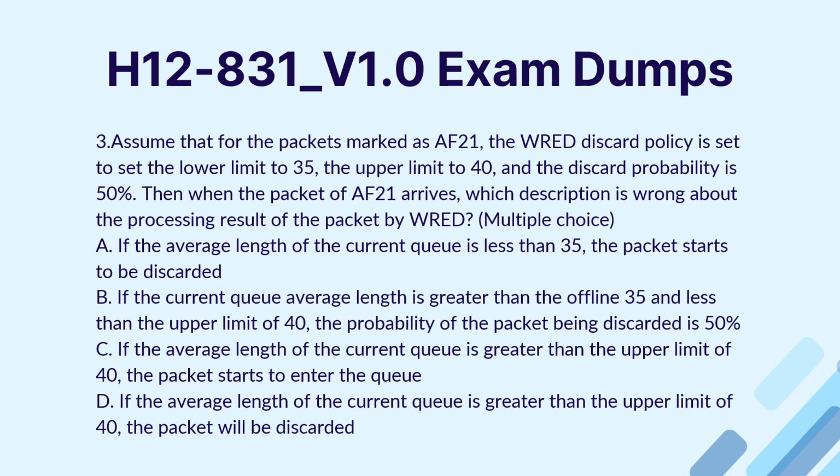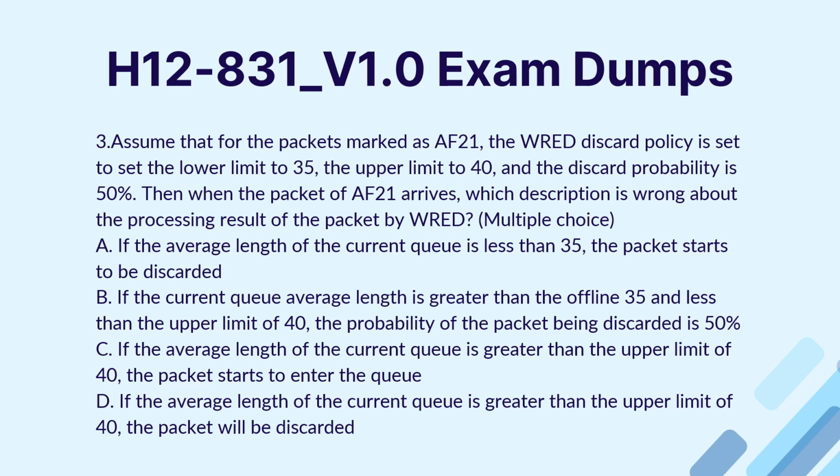3. Assume that for the packets marked as AF21, the WRED discard policy is set with the lower limit to 35, the upper limit to 40, and the discard probability is 50%. Then when the packet of AF21 arrives, which description is wrong about the processing result of the packet by WRED?